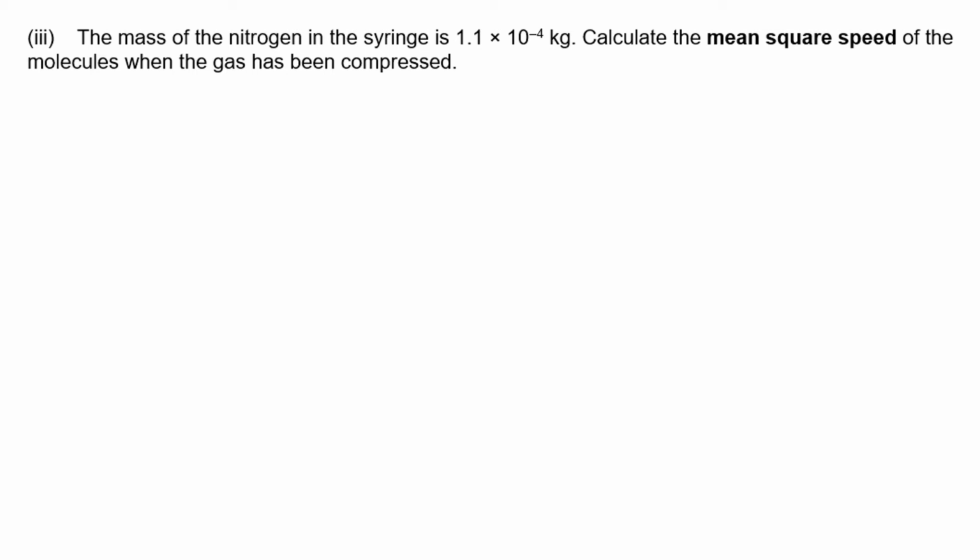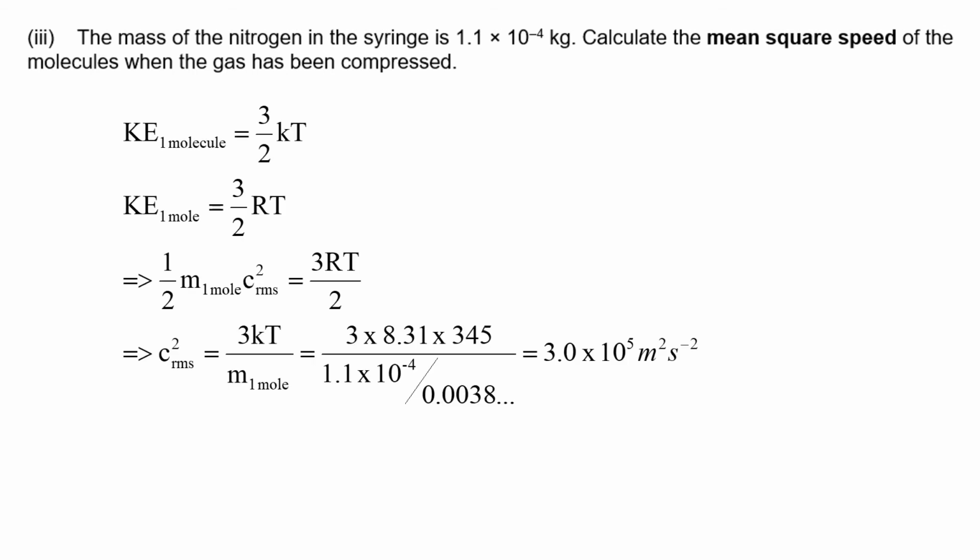Calculate the mean square speed, so not the root mean square speed, the mean square speed in meters squared s to the minus 2, after it's been compressed, so in condition 2. So there are two ways of doing this, that's why I've shown you first of all the two methods. I picked the second one. So the kinetic energy of one molecule is 3 over 2 kT. The kinetic energy of 1 mole is 3 over 2 RT. So that's the one I'm going to use.